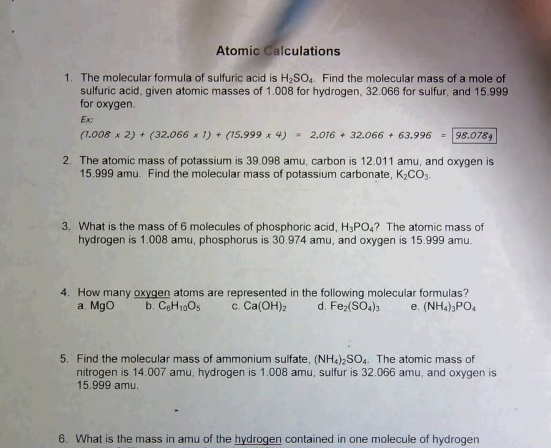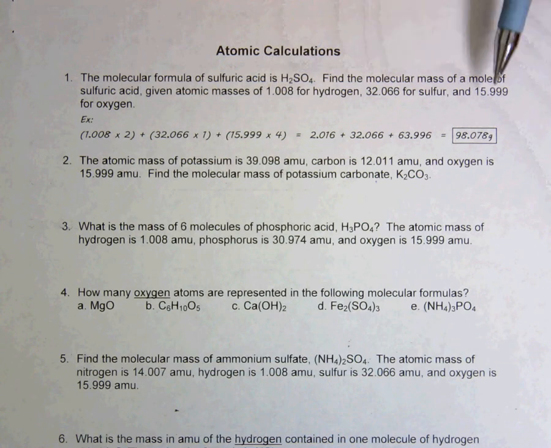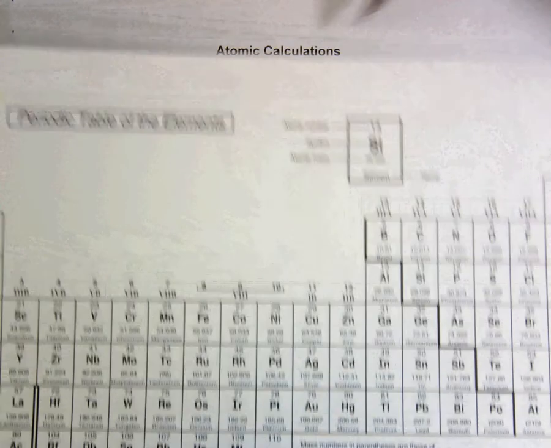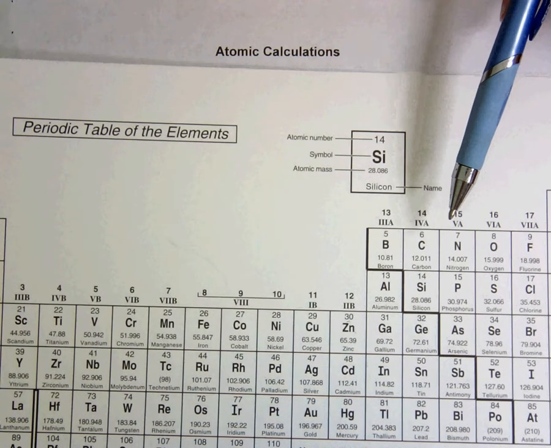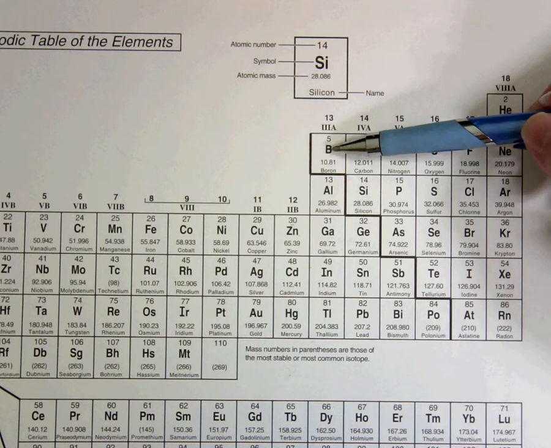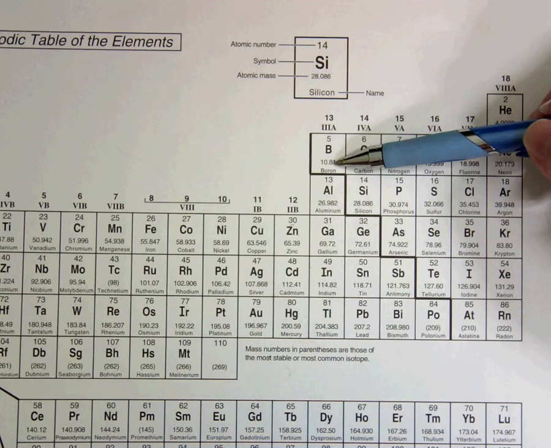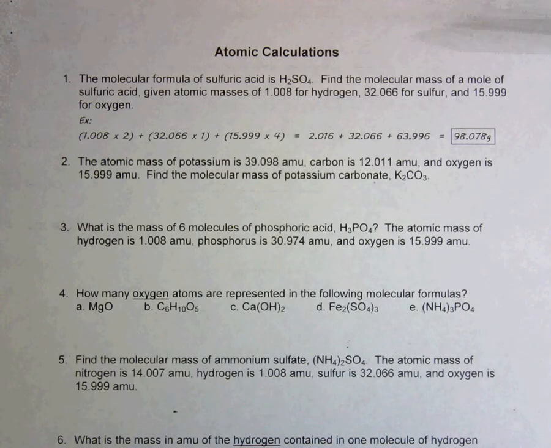In this case, for all these problems, it has already given you the atomic masses for each element. So on this worksheet you don't have to go back to your periodic table to find the masses, but later on when you do, remember the atomic mass is the one below the symbol. So for example, boron, I'd be adding 10.81, carbon 12.011, and so on.